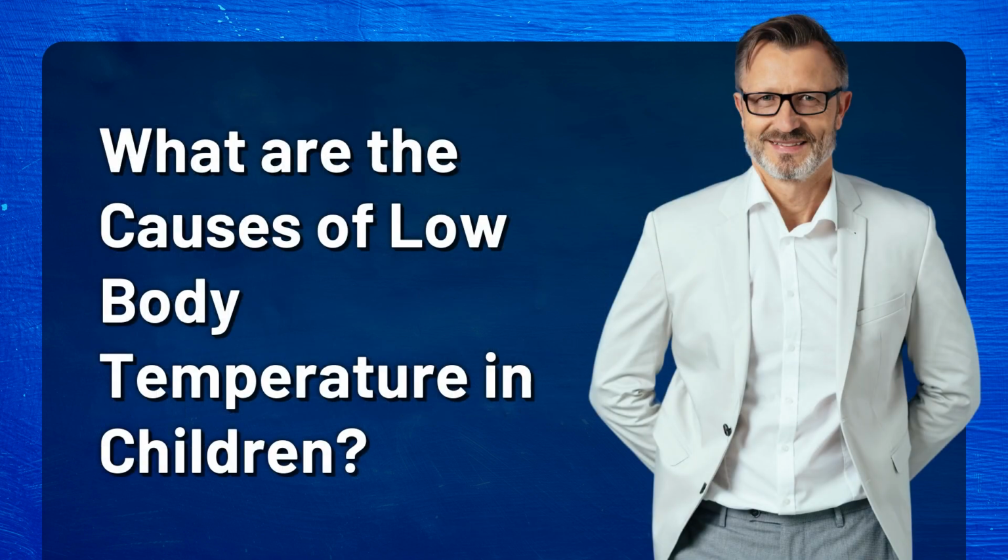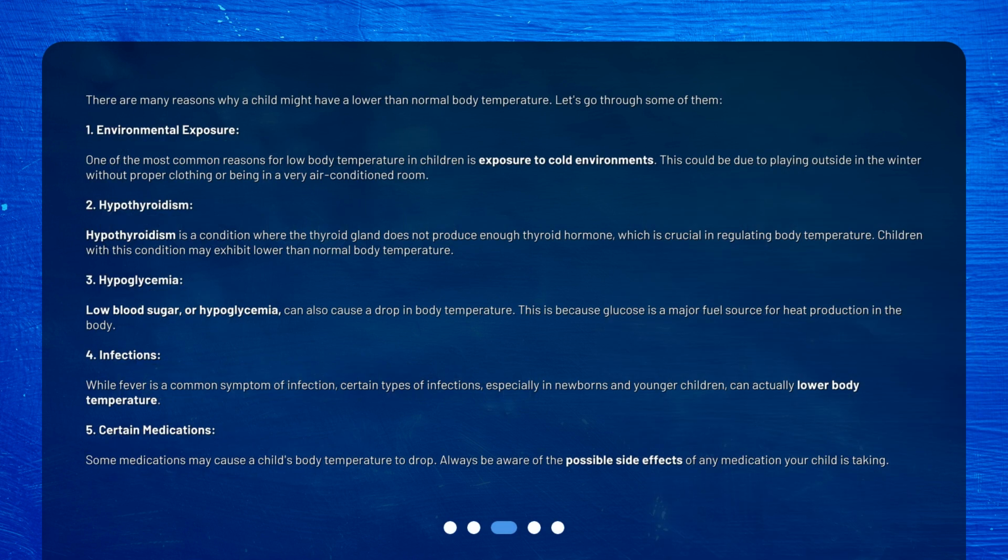What are the causes of low body temperature in children? There are many reasons why a child might have a lower than normal body temperature. Let's go through some of them. 1. Environmental exposure. One of the most common reasons for low body temperature in children is exposure to cold environments. This could be due to playing outside in the winter without proper clothing or being in a very air-conditioned room.